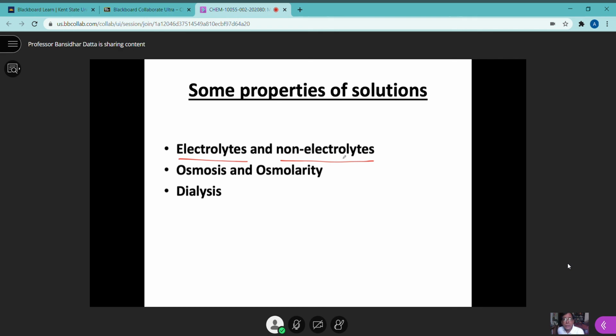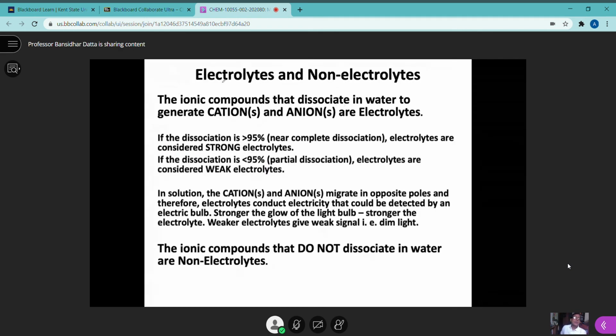What are the electrolytes? The ionic compounds that dissociate in water to generate cations and anions are electrolytes by definition. So what's the definition of electrolytes? Soluble ionic compounds that dissociate in water and generate cations and anions. Water provides the solvation energy to break the ionic bond. So that's the cations and anions, right?